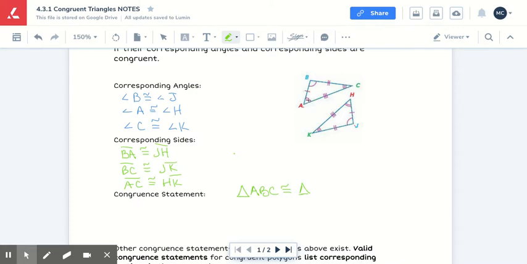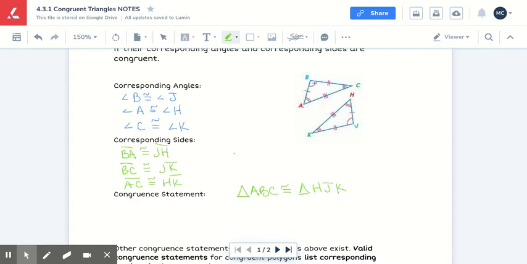So angle A has two arcs on it. So the first vertex from the other one that I need to list would be H, the one with two arcs. Angle B has one arc, so the corresponding angle was J, so I would say J is next. And then angle C, which is the third one I listed, has three arcs on it, so in my other triangle that would be K, so I'd have HJK.